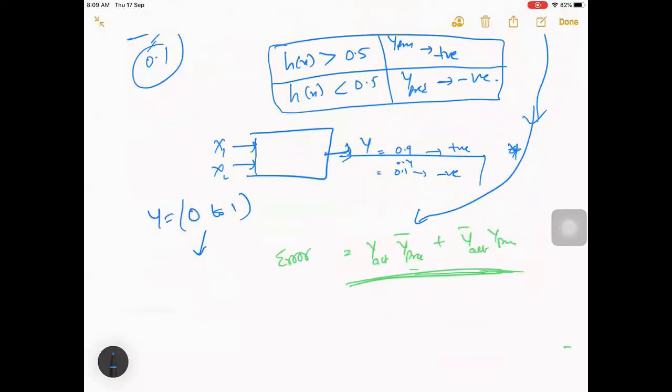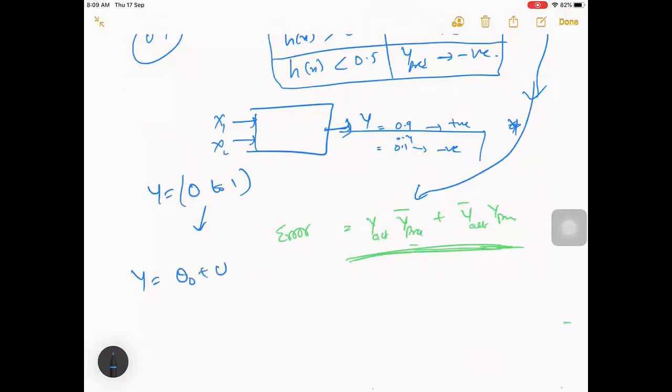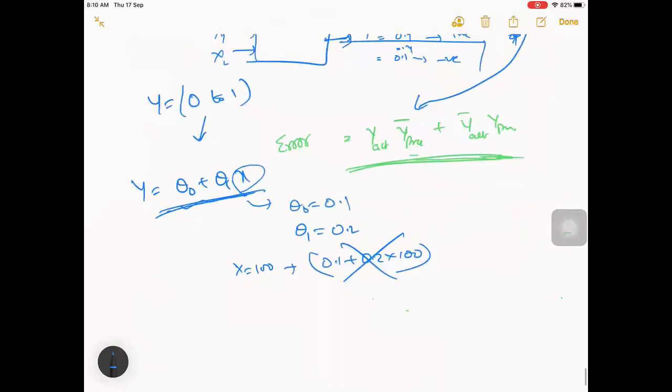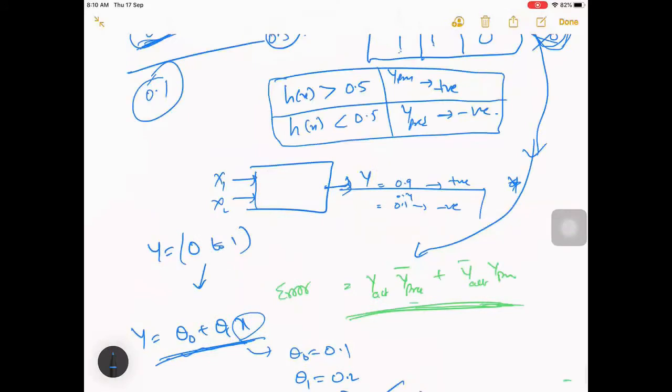So if you take y as theta naught plus theta 1 x, are we going to get 0 to 1 here? It depends, right? Your theta naught may be 0.1, your theta 1 maybe 0.2 or something. It again depends on x. Let's say your x is 100. So 0.1 plus 0.2 into 100 is not within 0 to 1, right? So this is not sufficient at all. We can't restrict our x to be within some range. We should always ensure our y value goes between 0 to 1.